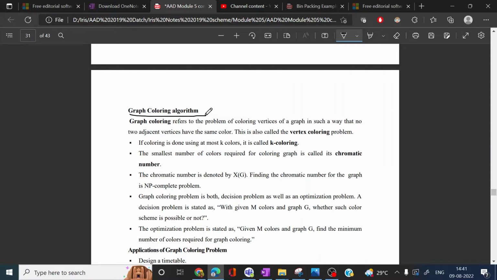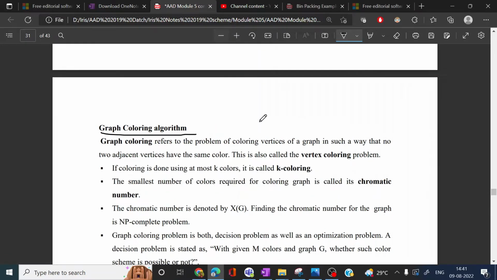Algorithm used to solve the graph coloring problem. So the graph coloring problem refers to the problem of coloring vertices of a graph in such a way that no two adjacent vertices have the same color. This is also called vertex coloring. So in a graph, no two adjacent vertices should have the same color.